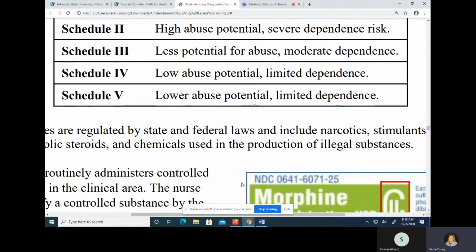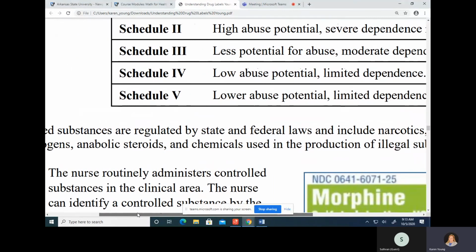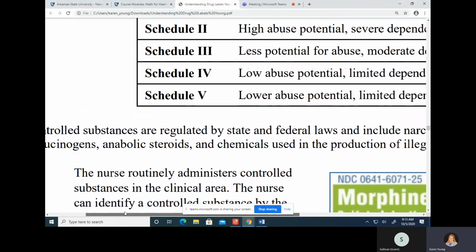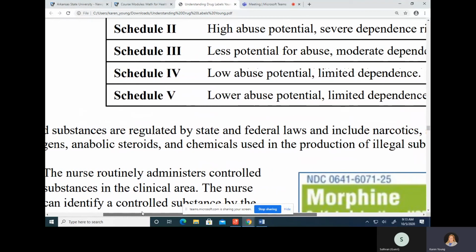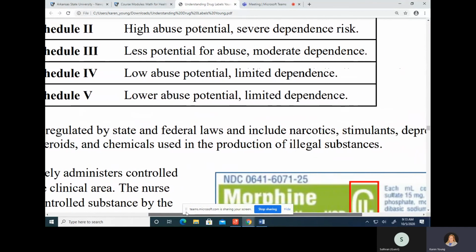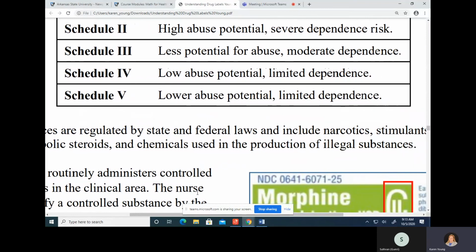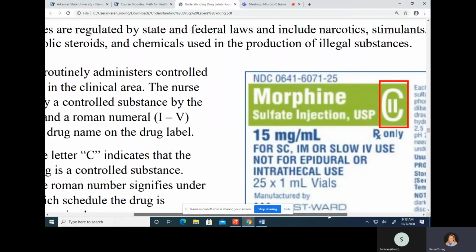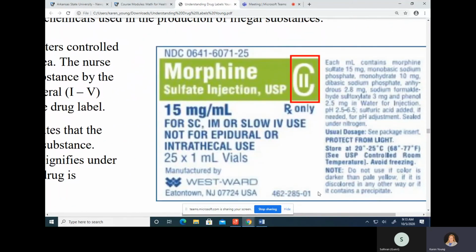And let's see. It's narcotics, stimulants, hallucinogens, anabolic steroids, and chemicals used in the production of illegal substances. But if we're looking at this label, it's morphine. But see how it has the capital C with the Roman numeral 2 in it? That's a class 2, okay?